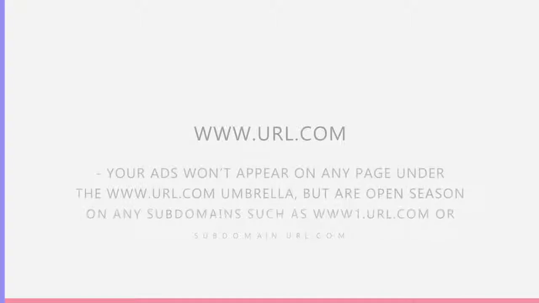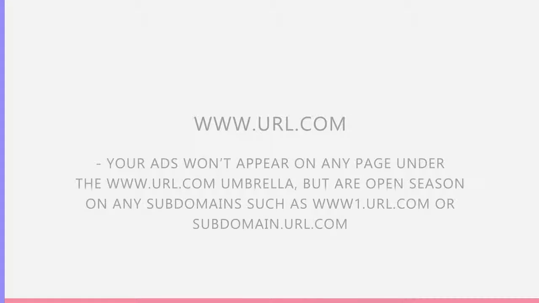Now, if you put in www.url.com, your ads won't appear on any page under the www.url.com umbrella. And by that I mean subdomains like www1.url.com or subdomain.url.com, those are open season. So you won't show on anything that starts with www.url.com, but it's open season for anything if they have a subdomain or multiple subdomains.